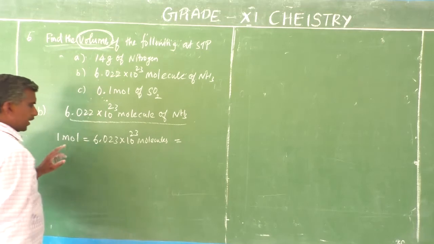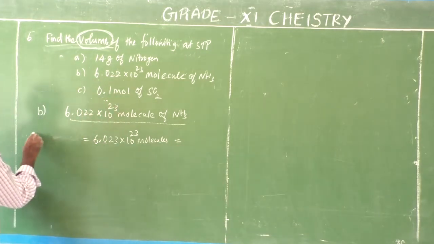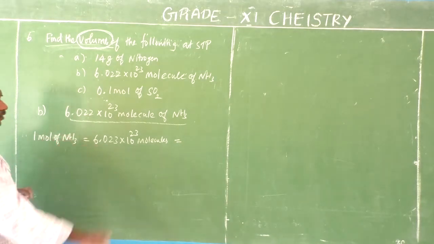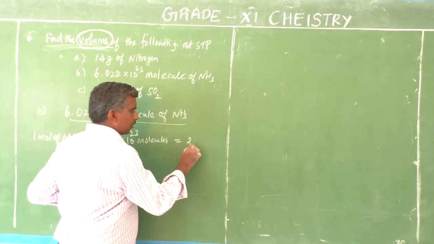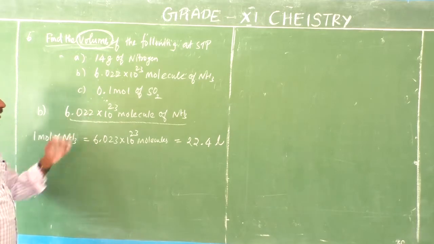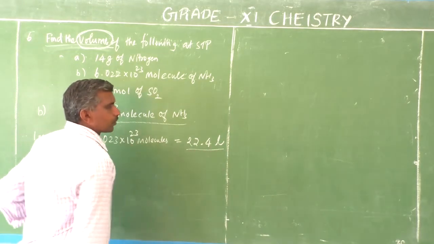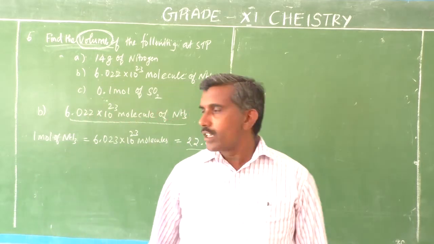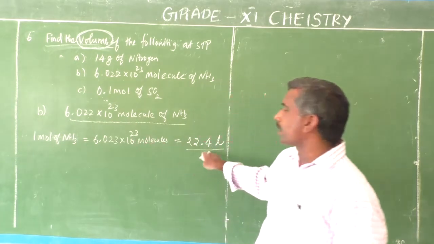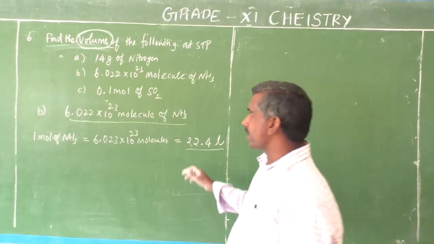1 mole of any gas, what is the value? 1 mole of ammonia is Avogadro number of molecules. What is the volume? 22.4 liter. So directly, 6.022 into 10 power 23 molecules is equal to 22.4 liter. Easy question. Avogadro number of molecules contains how many liters? 22.4 liter. Very easy question.